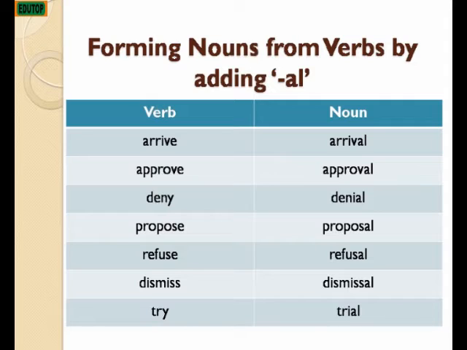Approve, approver. Deny, denier. Propose, proposer. Refuse, refuser. Dismiss, dismissal. Try, trier. Looking at all these words under the column to the right, you discover that al has been added to the column on the left to form nouns.